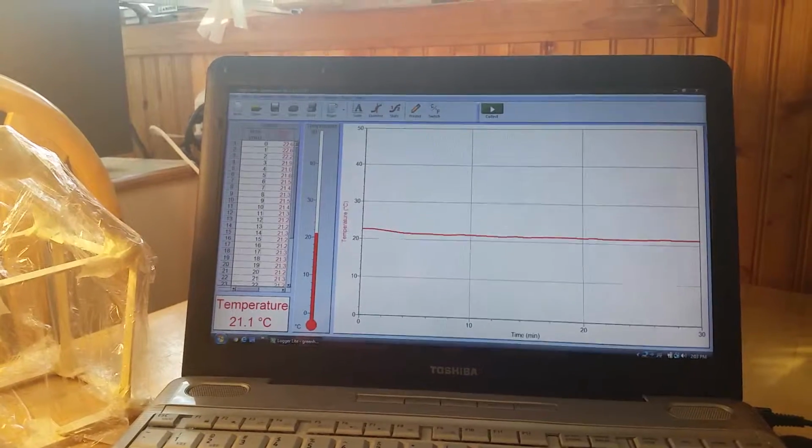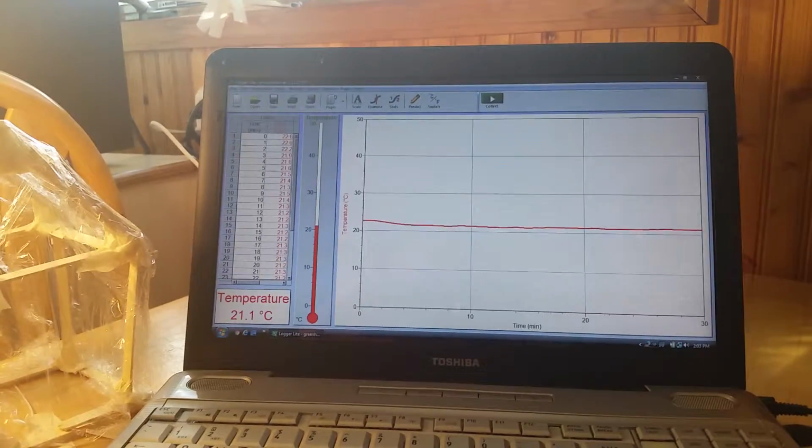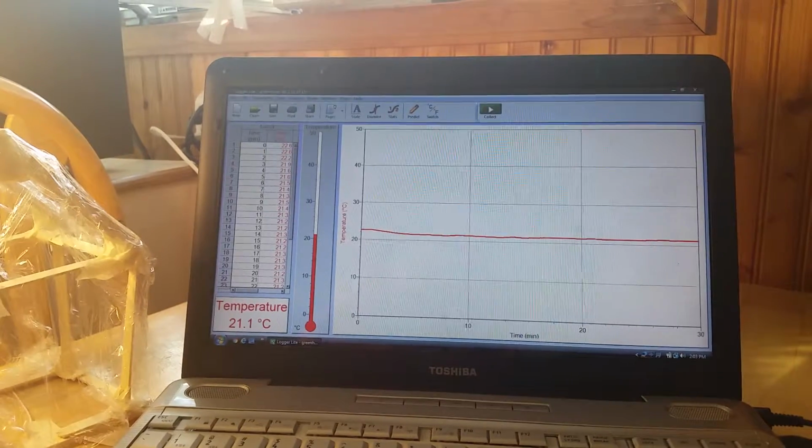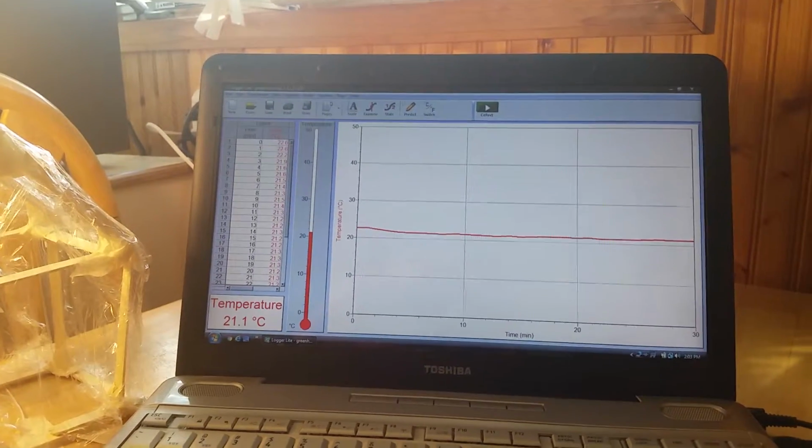So the concluding paragraph is that would be something that you could do for homework. And now we're going to just clean up and conclude our experiment.